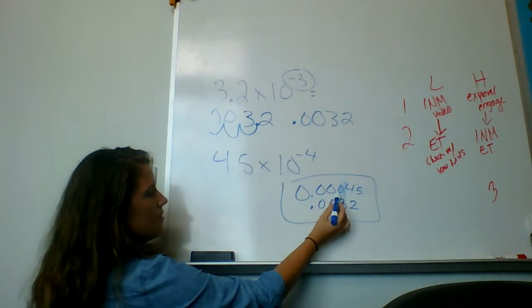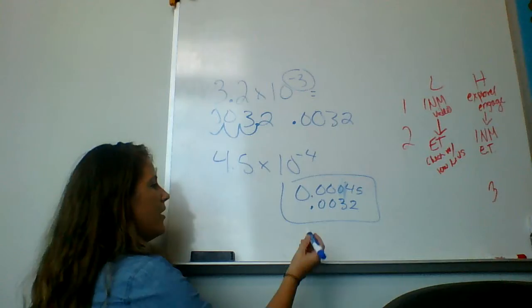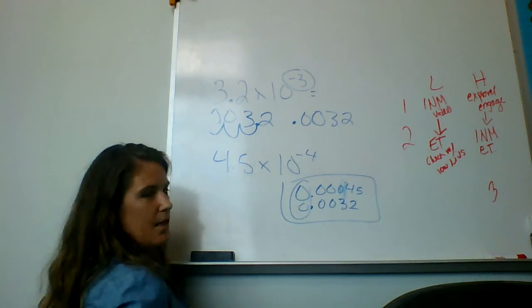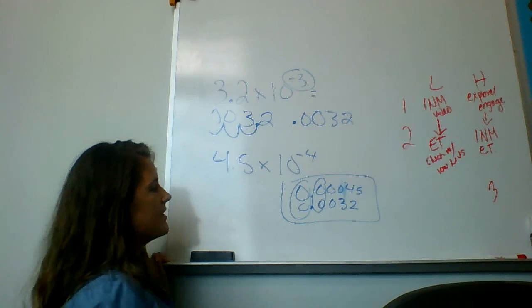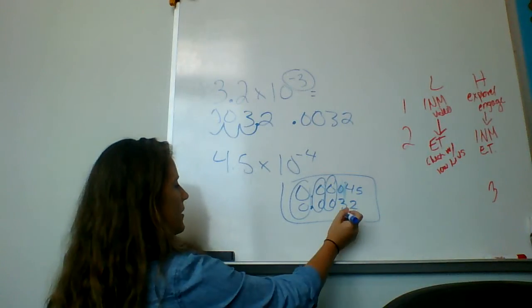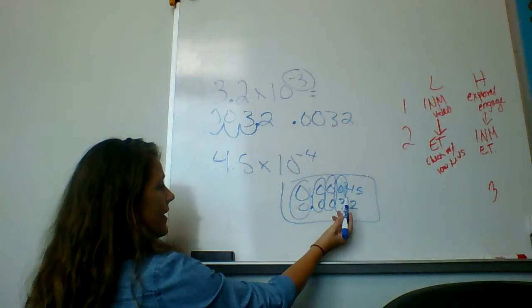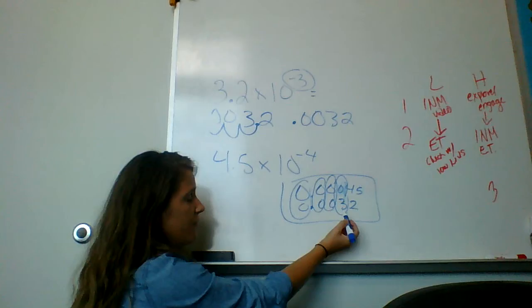I have 0.00045 and 0.0032. How I compare is I start at the decimal point. The ones values are the same. The tenths place value is the same. The hundredths place value is the same. Now I look to the thousandths place value. My top number has a value of 0. My bottom number has a value of 3.